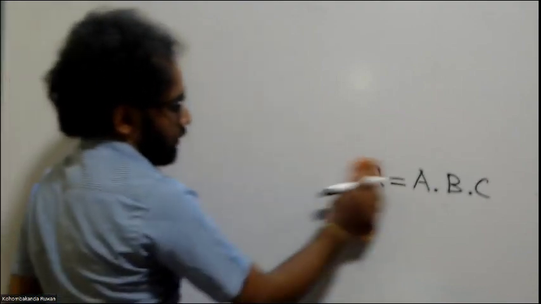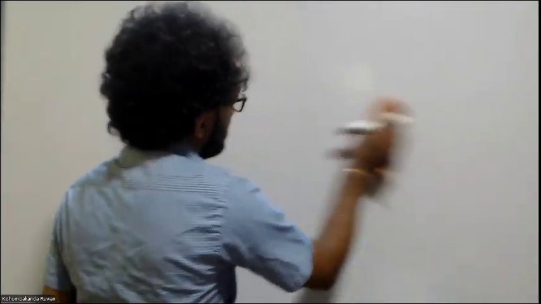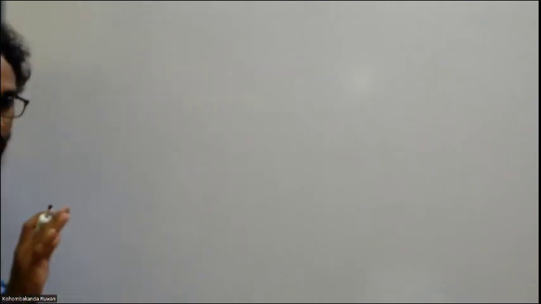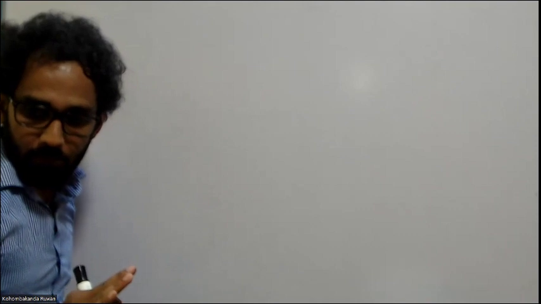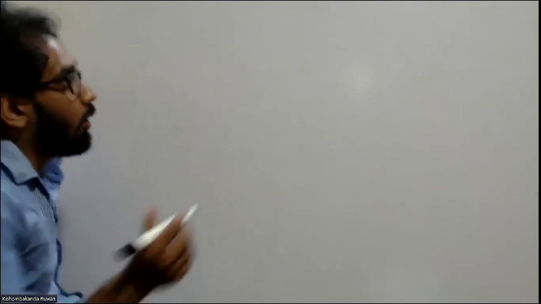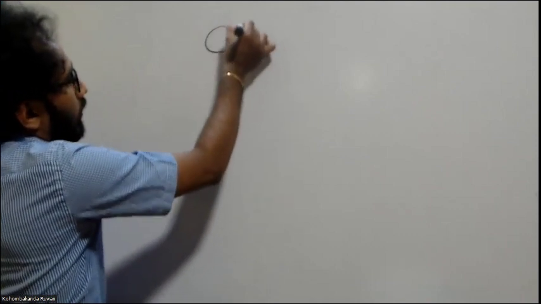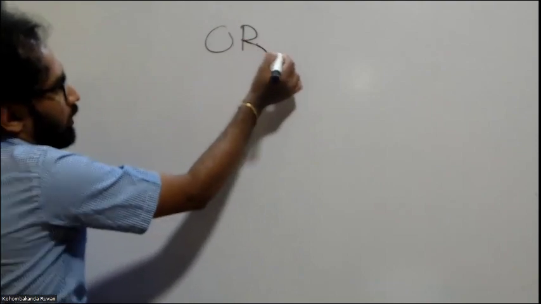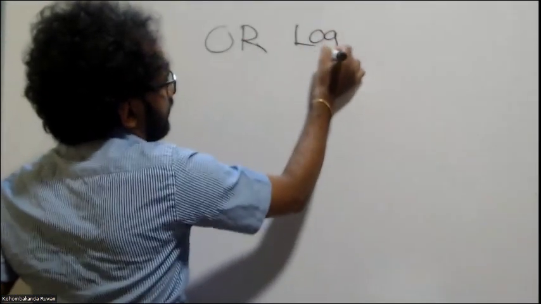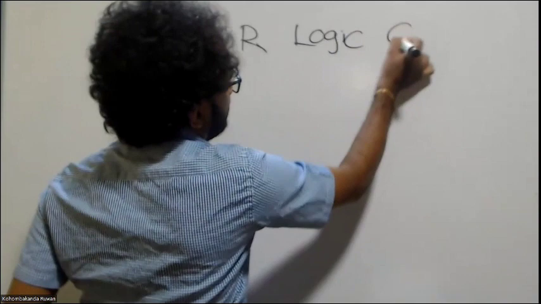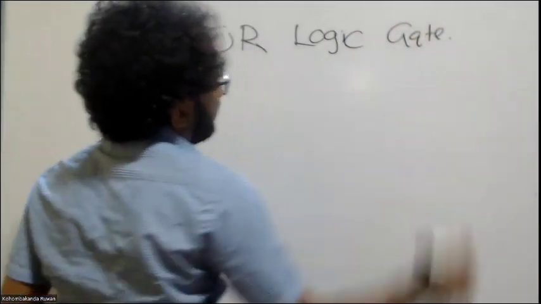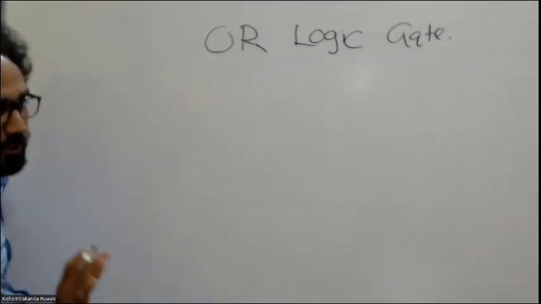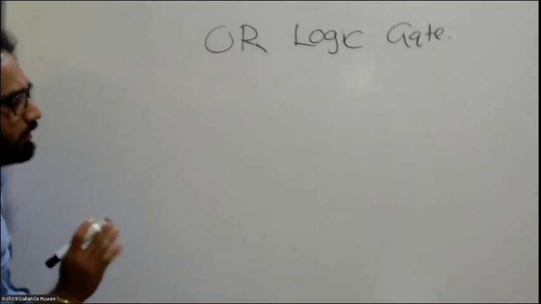Next, we will talk about the next logic gate. What is the next logic gate today? We have discussed the AND logic gate. The second one is the OR logic gate. Right? This is a simple example I will take.